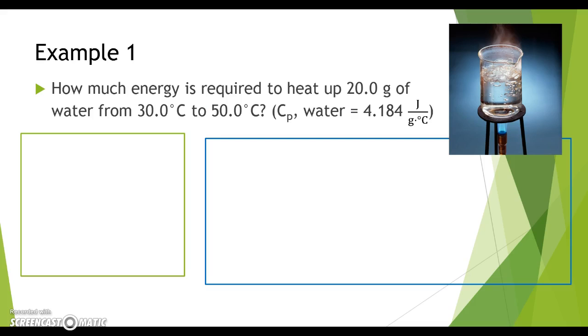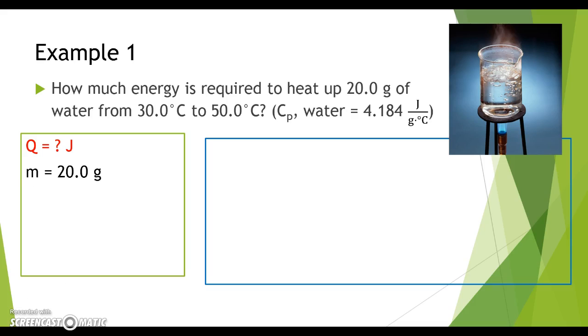Let's do a couple examples. Example 1. How much energy is required to heat up 20 grams of water from 30 degrees Celsius to 50 degrees Celsius? And the specific heat of liquid water is 4.184 joules per gram degrees Celsius. Well, the first thing we want to do is to write down the given variables. We know that we have to solve for the heat. We're trying to figure out how much energy is required to heat up the sample. So that is our unknown.